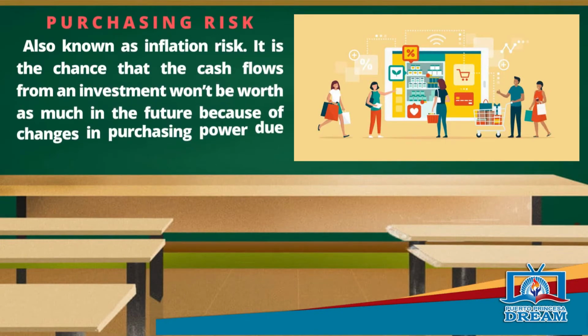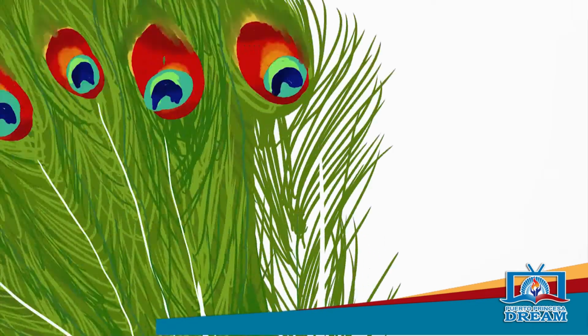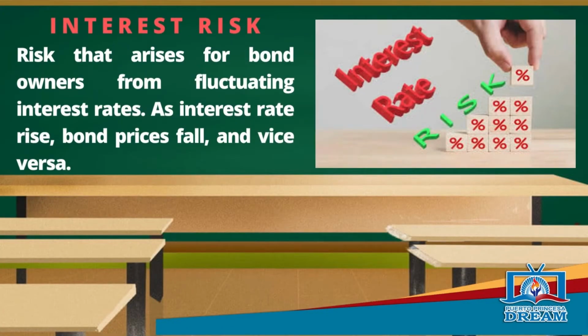Purchasing risk, also known as inflation risk. It is the chance that cash flows from an investment won't be worth as much in the future because of changes in purchasing power due to inflation. Interest risk is the risk that arises for bond owners from fluctuating interest rates. As interest rates rise, bond prices fall, and vice versa.